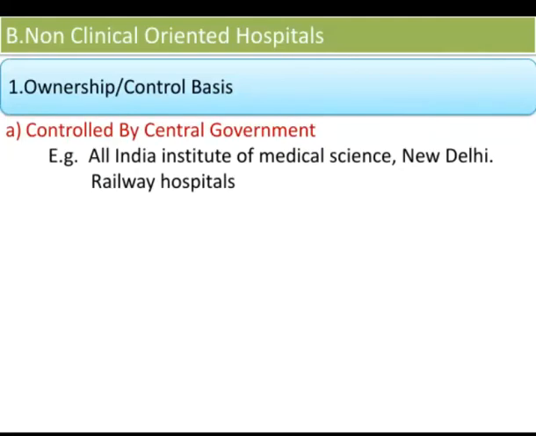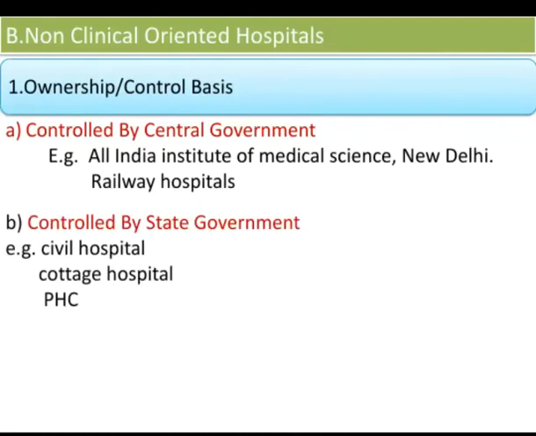Okay, in that first one is ownership and control basis. Under this there are again subcategories, and the first one is hospitals controlled by central government. And the examples are All India Institute of Medical Science, New Delhi, and railway hospitals. The second is hospitals controlled by state government, and the examples are civil hospital, cottage hospital, and PHC.